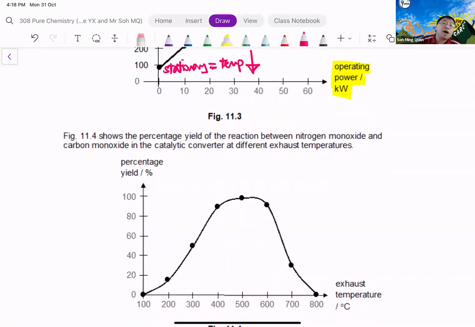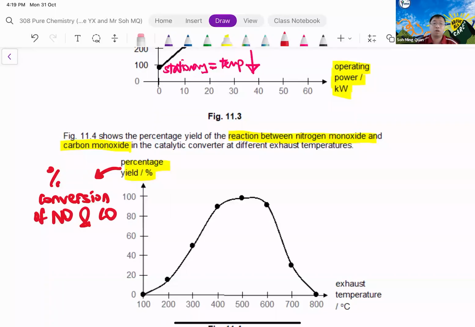The next graph is percentage yield of what? Percentage yield of the reaction between NO and CO. Oh, so this is the percentage conversion of NO and CO, right? Against the temperature. Oh my God. We just talked about temperature just now, right? So you realize this is not so straightforward.